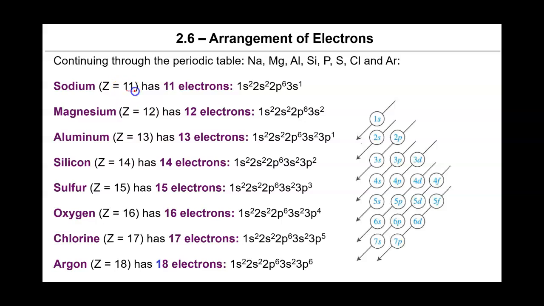So sodium with 11 electrons will have electron configuration 1s2, 2s2, 2p6, 3s1. And then magnesium with 12 electrons has 1s2, 2s2, 2p6, 3s2. So at this point we're full and we've got to move on to the next subshell, which is the 3p. So again, it's going to get boring as we move from aluminum all the way down to argon. We're steadily filling up the 3p.